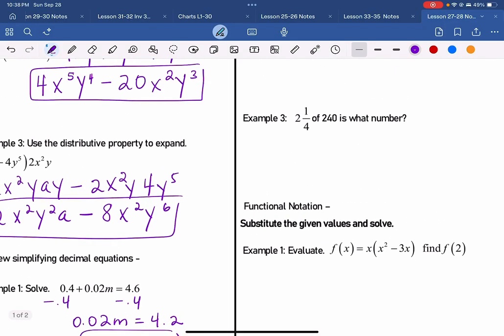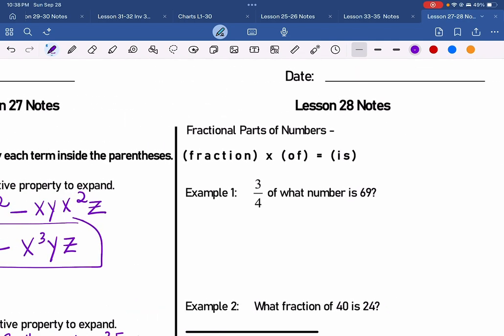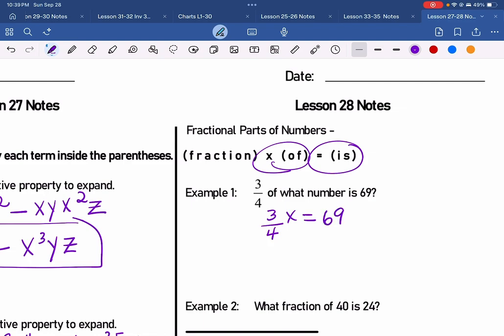All right, last lesson of the day. We need to learn how to interpret fractional parts of numbers. Okay, so did you know that of means times and equals means is? Right now, the word problem says 3/4 of what number is 69. So the way you translate that is you write 3/4 of, that means times, and we'll use x for what number. So 3/4 x, 3/4 times what number is 69. Now, in order to find the answer to that, we must flip and multiply.